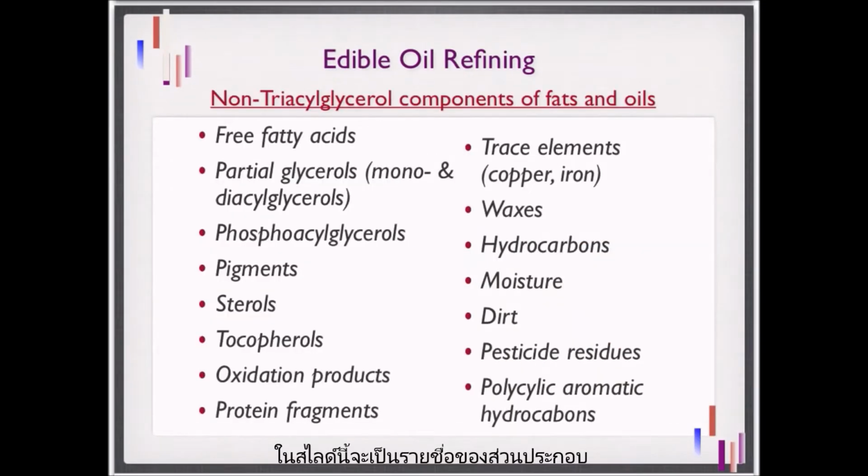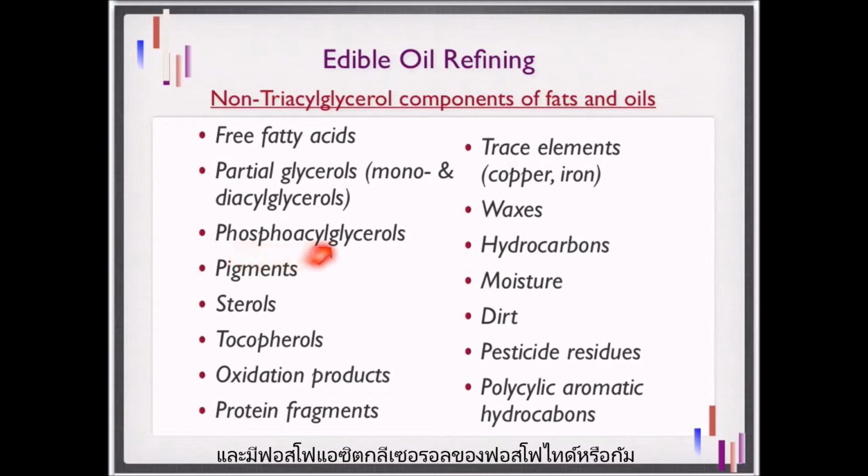In this slide, you can see the list of non-triacylglycerol components in the crude palm oil or in any crude vegetable oil. So for example, we have free fatty acid or FFA. This is in the crude oil usually present at around 3 to 5%, and in the refining we want to reduce it to a very low level, maybe less than 0.1%. And we have partial glycerols, mono and diglycerols, which are the results of partial hydrolysis of the triglycerides in the crude oil.